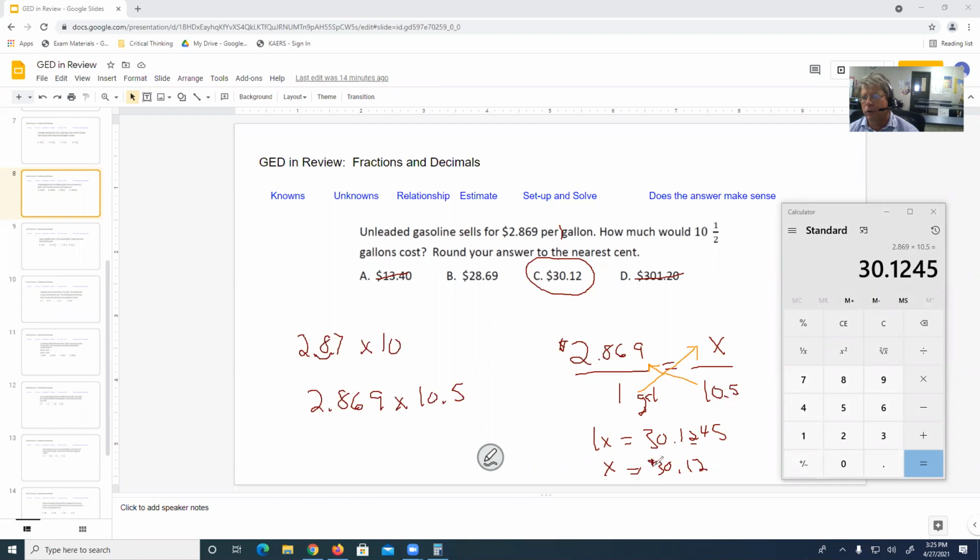So you also can use what we call a proportion, 2.869 per 1, something like that. And then we don't know the price per 10.5 gallons. And there's what's called a cross product that can be used to solve the problem as well. Okay, let's see if we can get this all cleaned up.